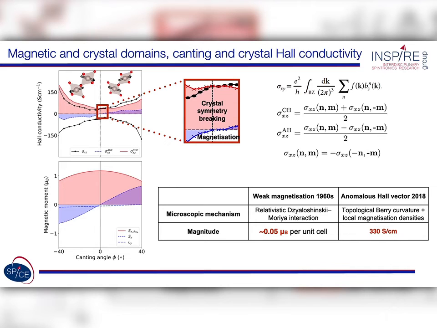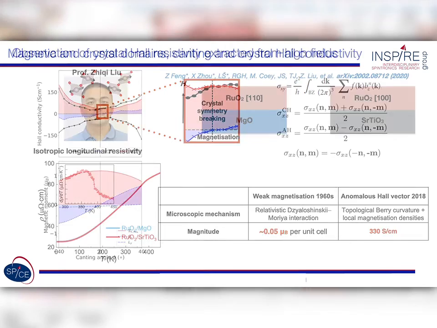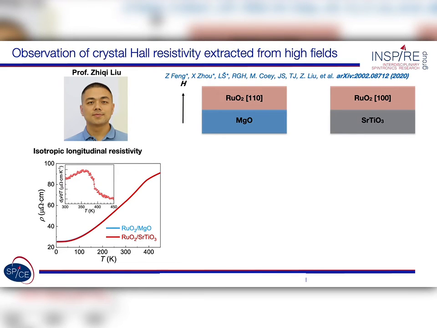The large value is actually due to this crystal environment. This is why we've termed it the crystal Hall effect, not to identify the fact that it's a spontaneous Hall effect, which all of them are, but to identify the microscopic origin. The experiments and the observation have been done by the team of ZQ Liu in China.